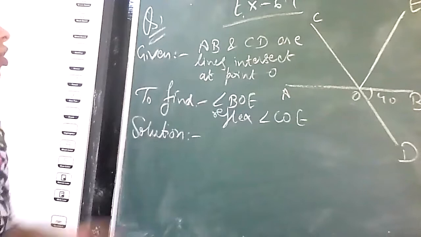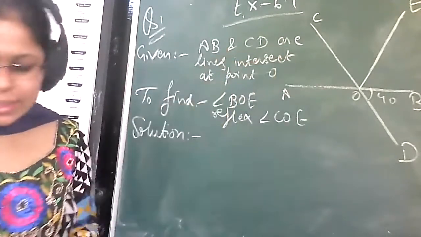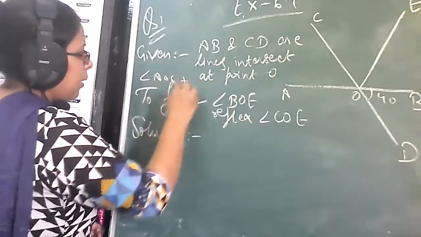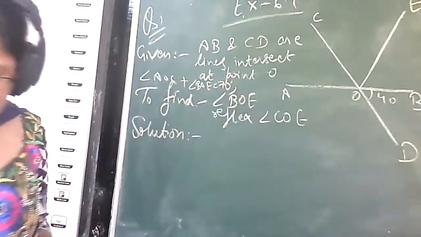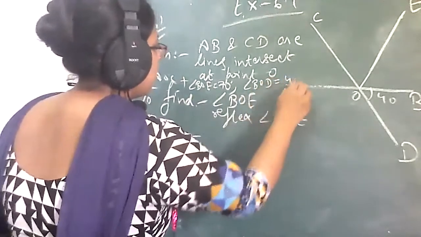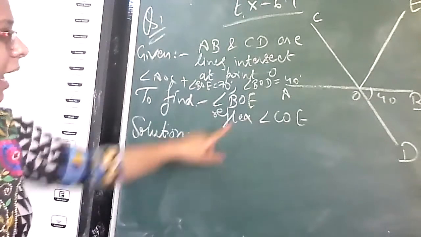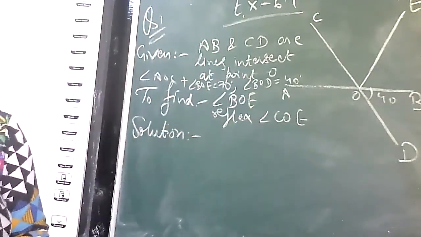So let's start. First you will write the given, that is, AB and CD are two lines that intersect at point O. Angle AOC plus angle BOE is equal to 70 degrees. Angle BOD is equal to 40 degrees. That was all about the given. Next, what we have to find? We have to find angle BOE first and reflex angle COE.